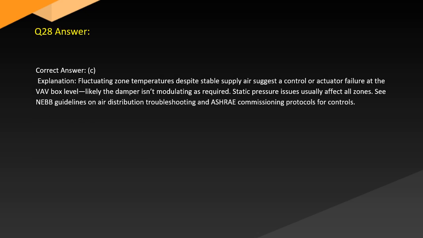Answer. Correct answer: C. Explanation: Fluctuating zone temperatures despite stable supply air suggest a control or actuator failure at the VAV box level. Likely the damper isn't modulating as required. Static pressure issues usually affect all zones. See CIBSE guidelines on air distribution troubleshooting and ASHRAE commissioning protocols for controls.